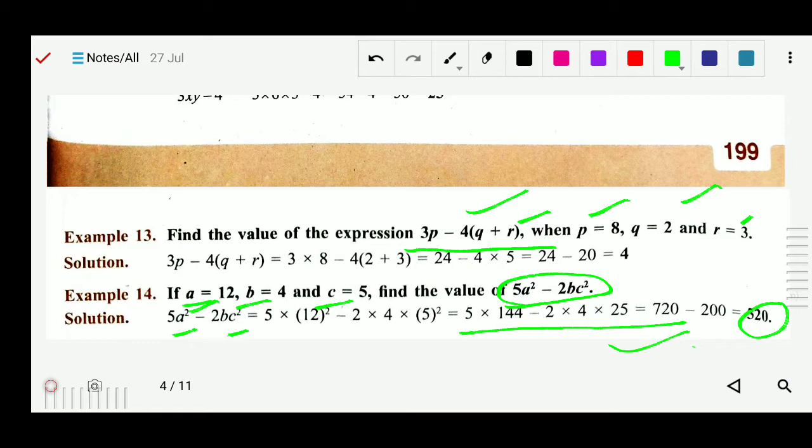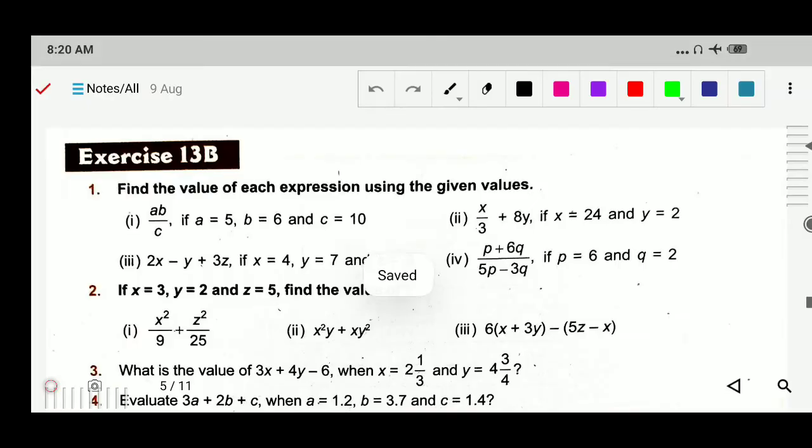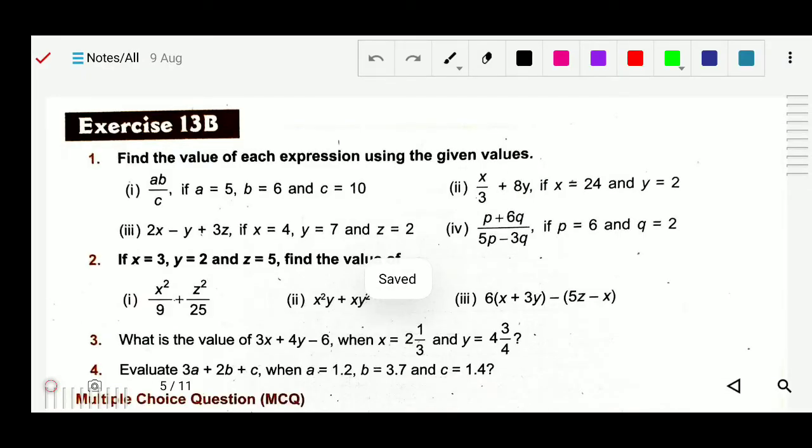So now today we will solve exercise 13b. You can take out page number 200 from your math book. So that is exercise 13b. The first question is, find the value of each expression using the given values. So already some values are given and we have to find the value of that algebraic expression. So we will solve the first number.